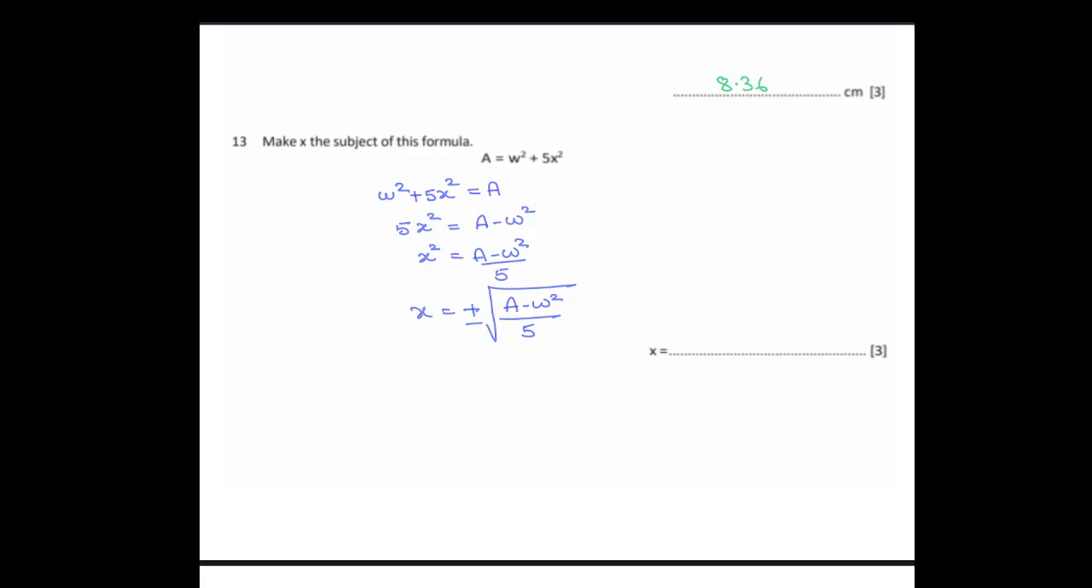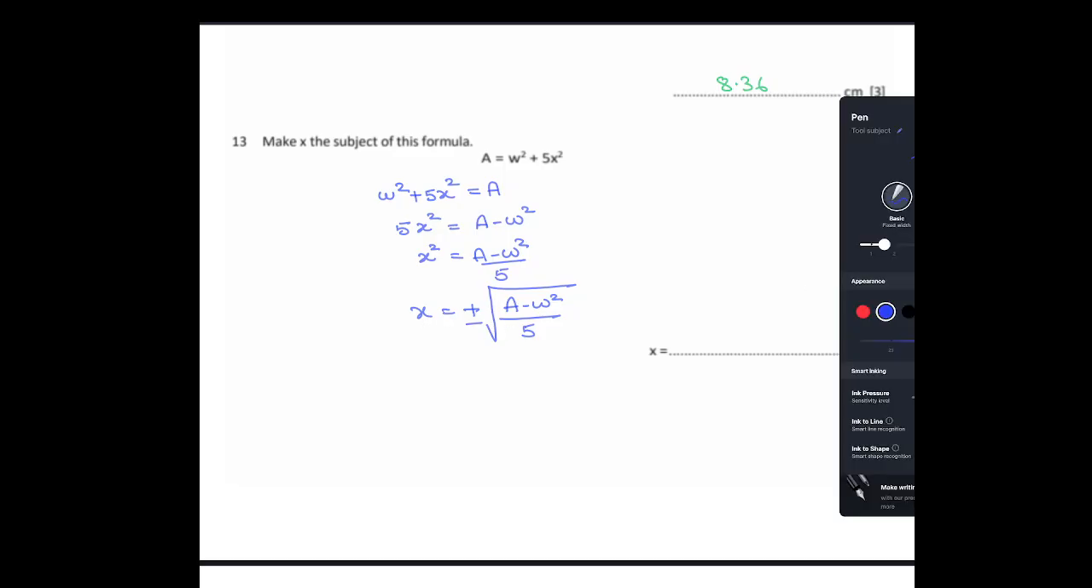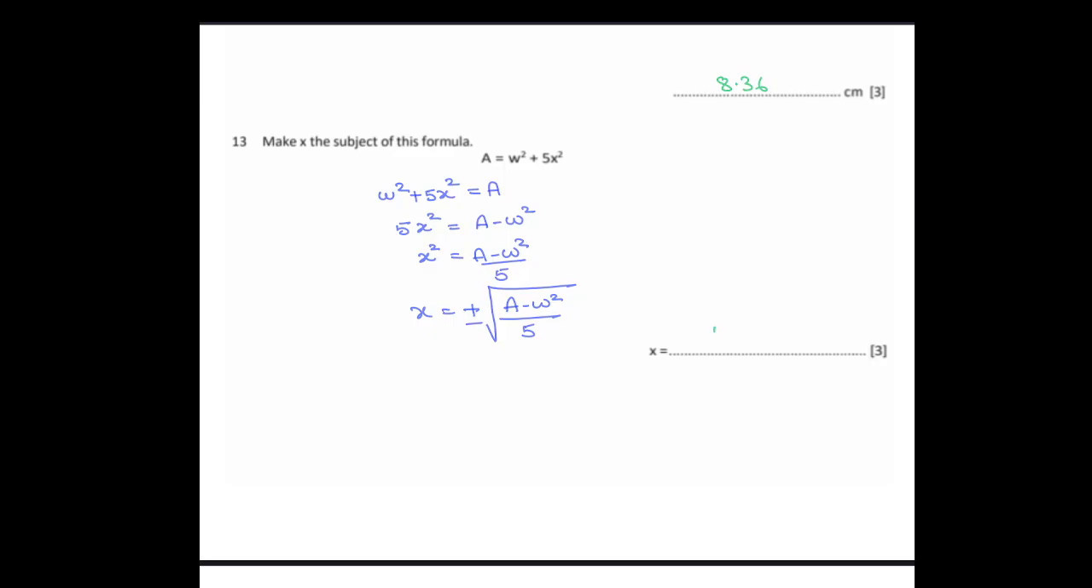Whenever you are finding this square and we need to find the actual value, then you have to square root. So this is the answer, plus or minus square root of a minus w square by 5. Question number 13 is done.